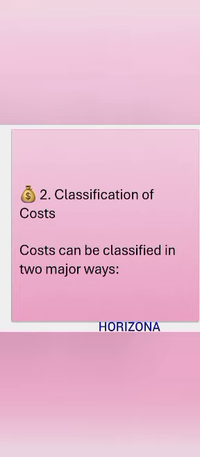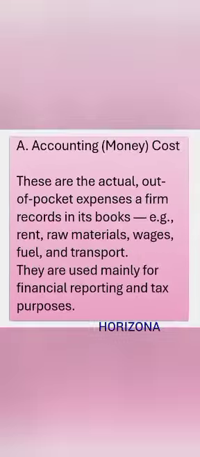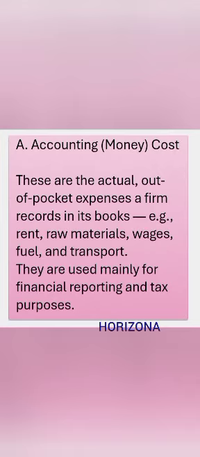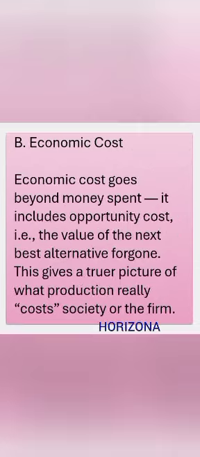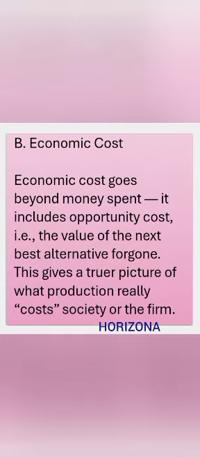Cost can be classified into two major ways. We can talk about the accounting, which is money cost. Also, we can talk about economics cost. Accounting costs are the out-of-pocket expenses a firm records in its books, for example, rent, raw materials, wages, fuel, and transport. They are used mainly for financial reporting and tax purposes.